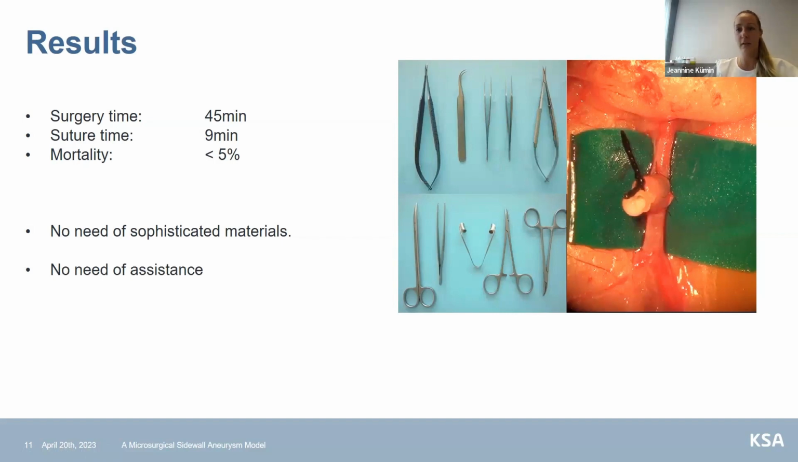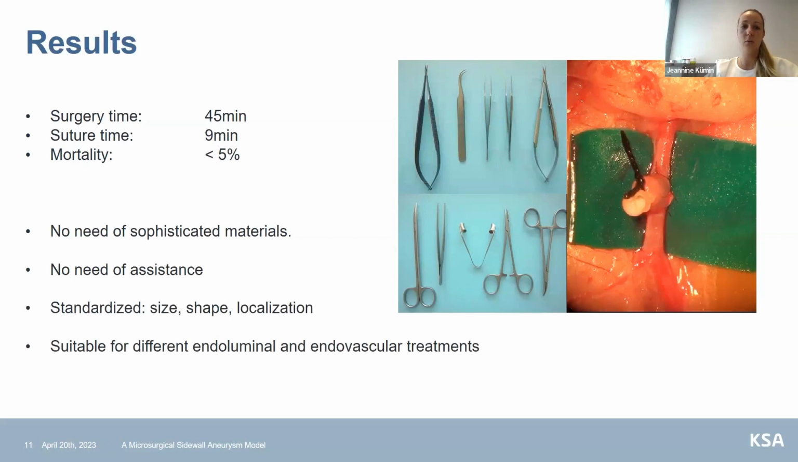And there is no need of assistance. So one researcher can perform the surgery and anesthesia all on their own. And the aneurysm model is really standardized regarding size, shape, and localization of the aneurysm. This makes it suitable for different endoluminal and endovascular treatments.